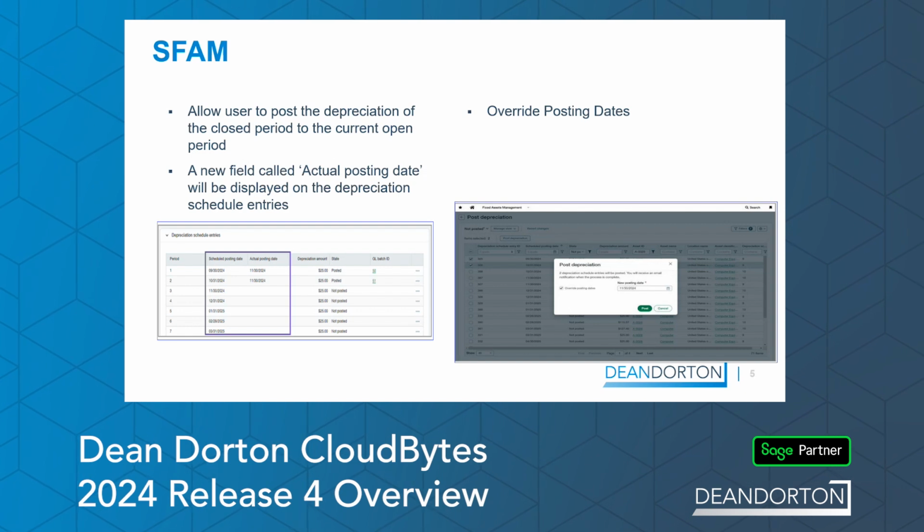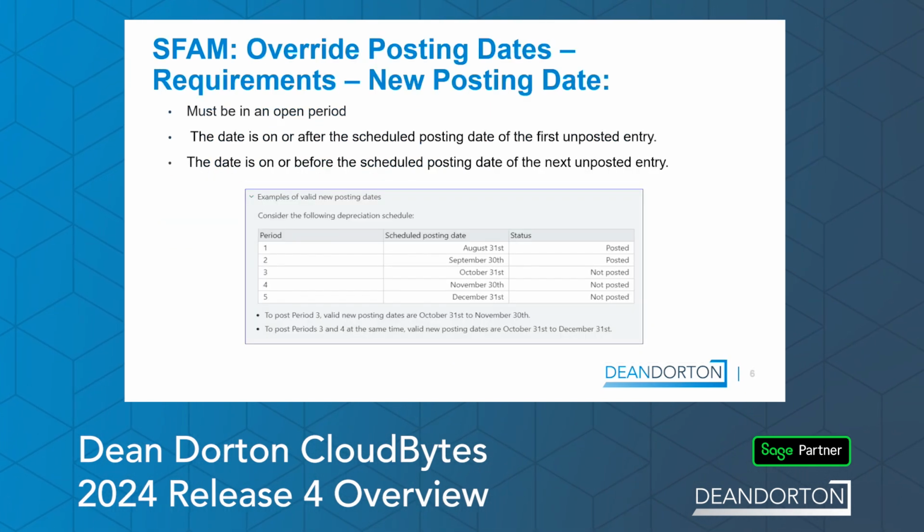Okay. The fixed asset management module is going to allow users to post depreciation of a closed period to the current open period, and it's going to show a new field called the actual posting date on the depreciation schedule entries, giving you the opportunity to override that posting date. So essentially, if you're doing some catch up, you're now going to be able to better control the posting date for when that data is going to hit the general ledger. New feature in this release. We really like that, overriding the posting dates.